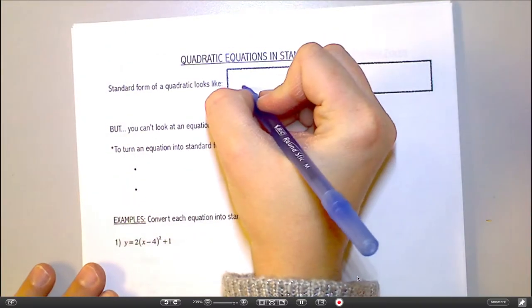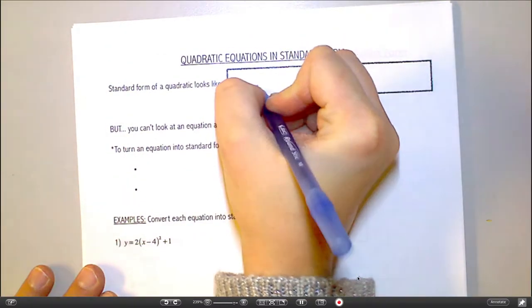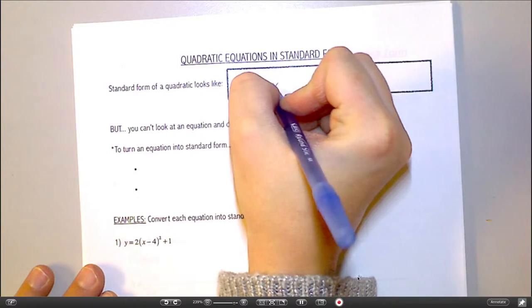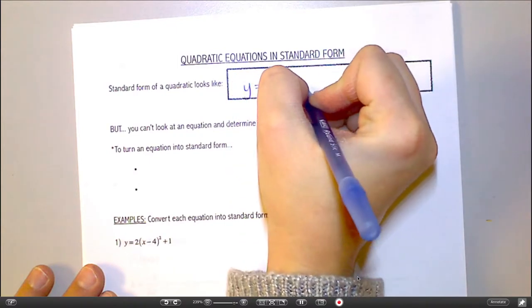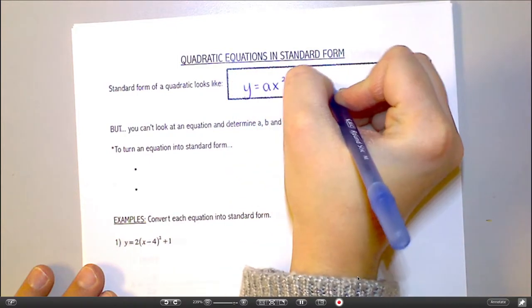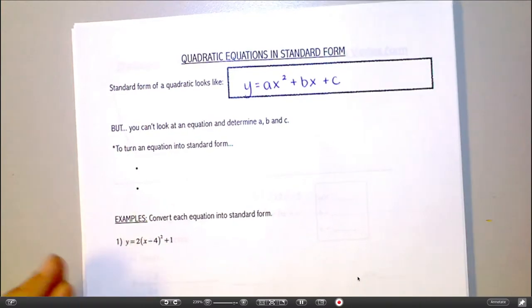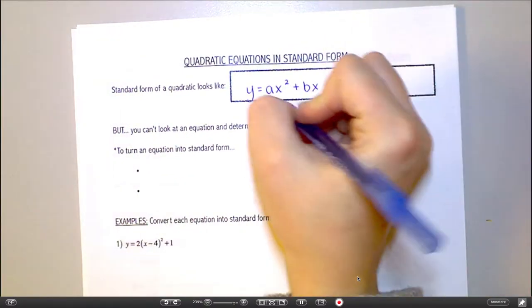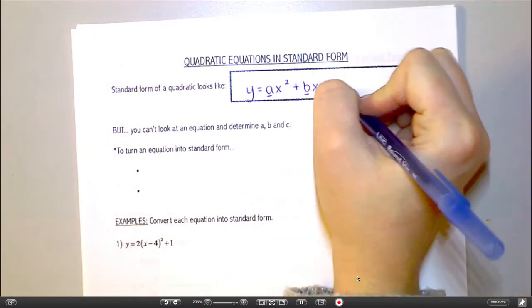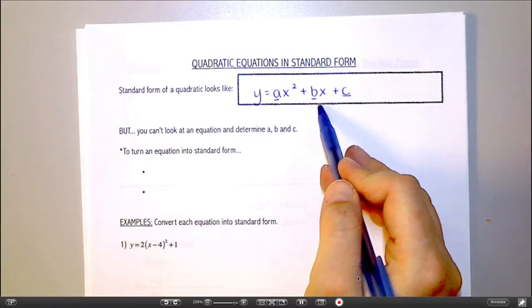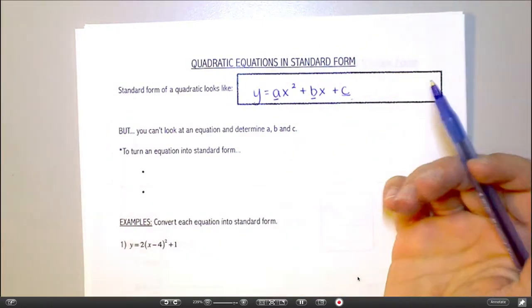Standard form of a quadratic looks like this. Y equals ax squared plus bx plus c. Okay. That's called standard form. But the thing that trips people up about this, and a, b, and c are going to be numbers, so it would be like 5x squared plus 2x minus 3, something like that.